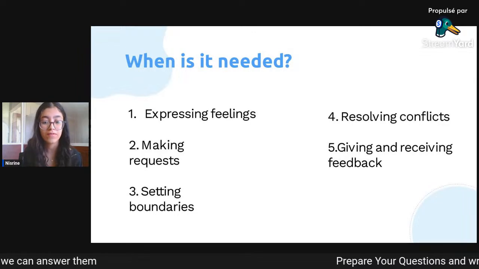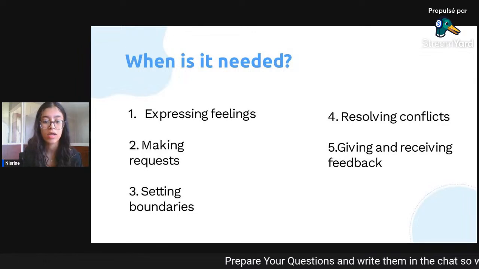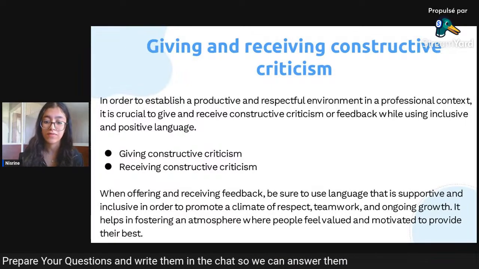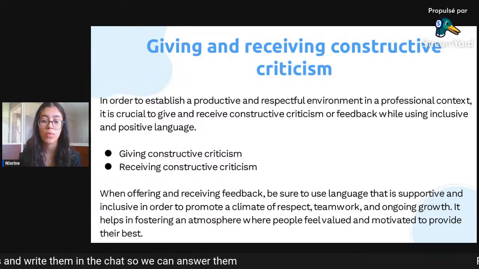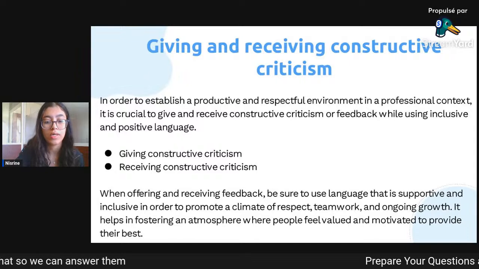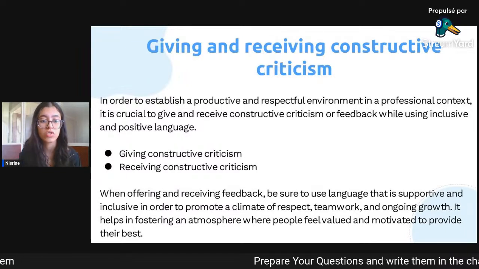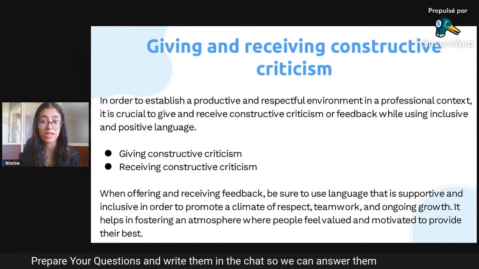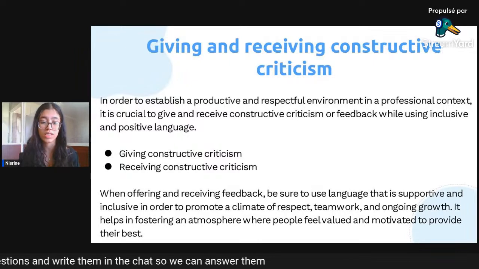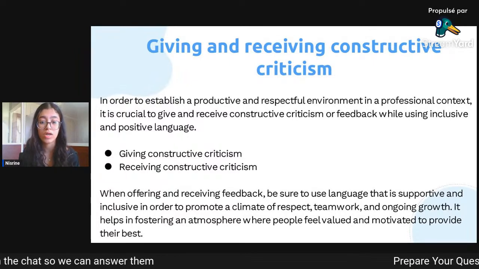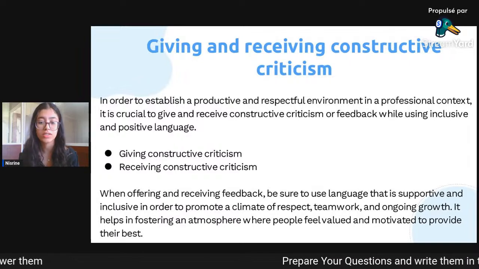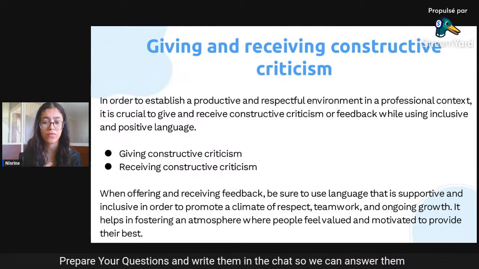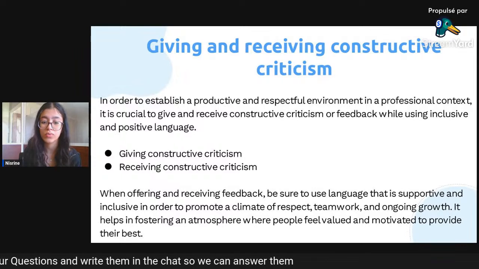So when it comes to giving and receiving feedback, in the next slide, it's important to use assertive communication when providing constructive feedback or receiving it from others. So when it comes to giving constructive feedback, you need to be specific and objective. So clearly state the specific behavior or situation that you want to address and avoid making generalized or judgmental statements. Also focus on behavior and not personality. So criticize actions and behaviors, not the other person's character. Avoid making personal attacks about their life or their personality or using derogatory language.